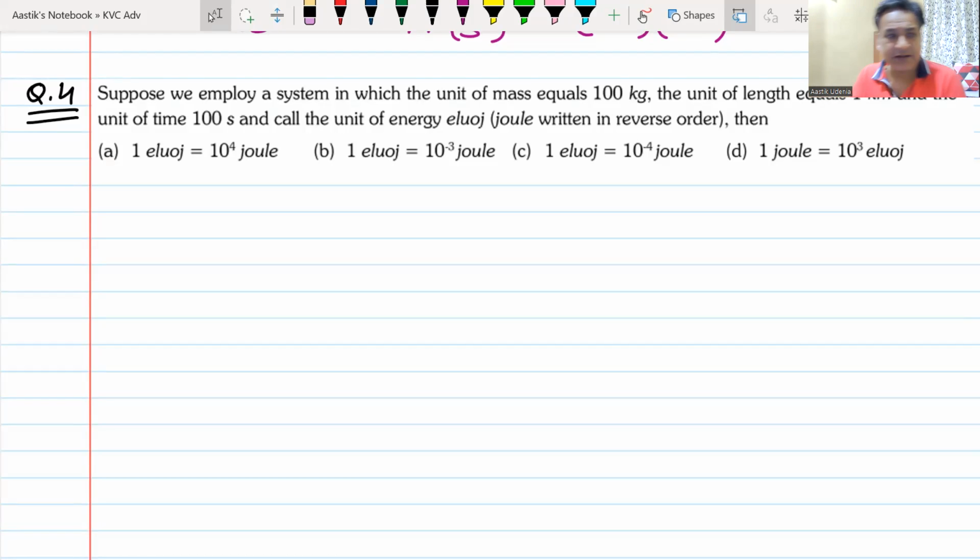Correct. Reddy has given me an answer, option A. Well done, Reddy. Option A is the correct answer. 1 E log is 10 raised to the power 4 joules. Well done. We're on the right track, Karthik.